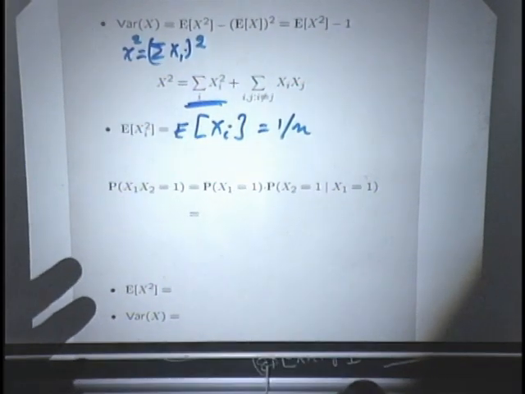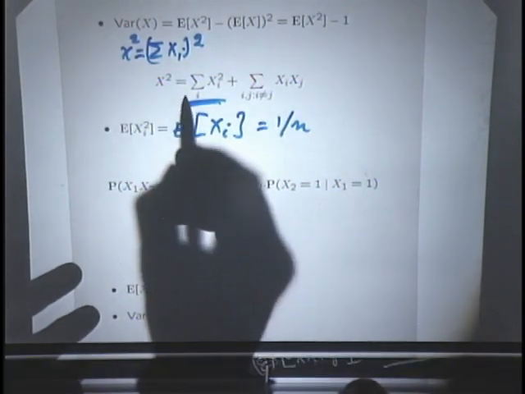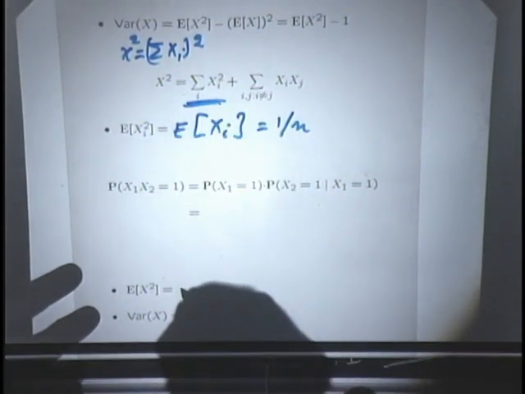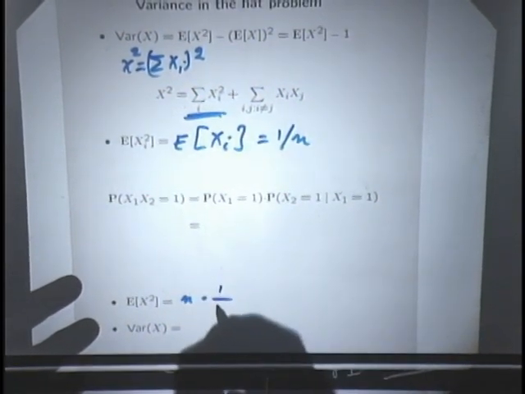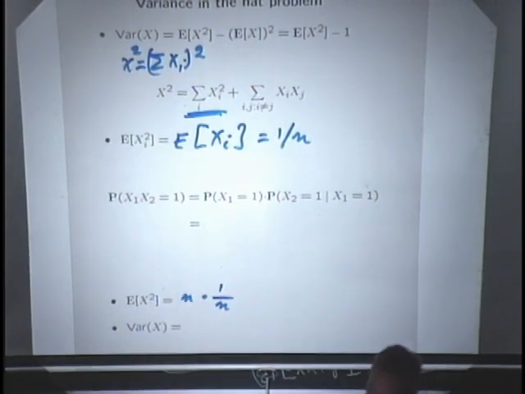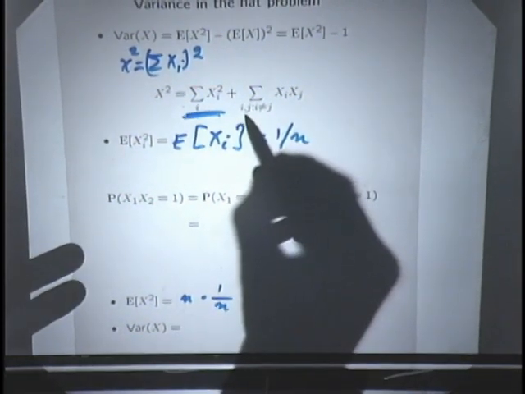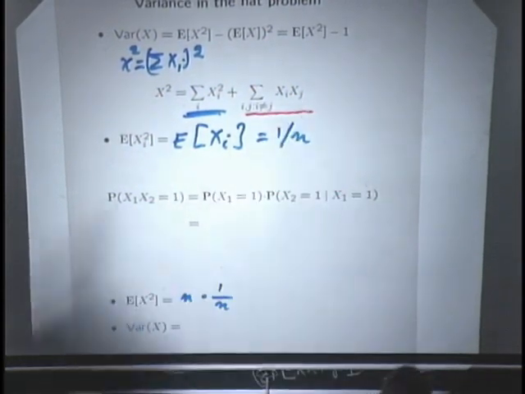The expected value of this term is going to be what? We have n terms in the summation, and each one of these terms has an expectation of 1 over n. So we did a piece of the puzzle. So now let's deal with the second piece of the puzzle. Let's find the expected value of xi xj.